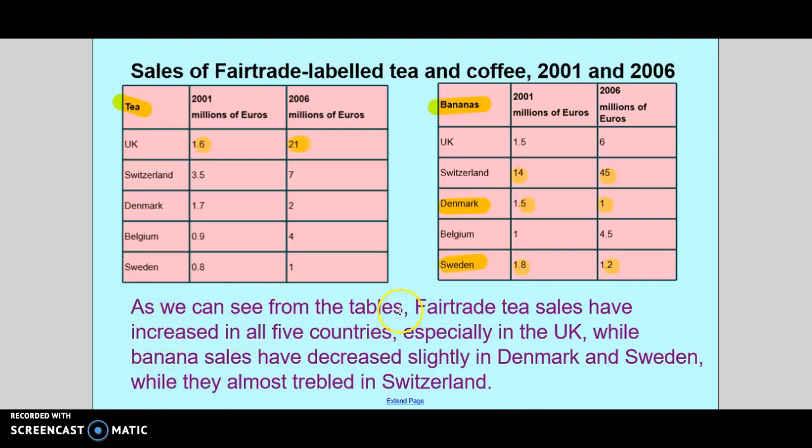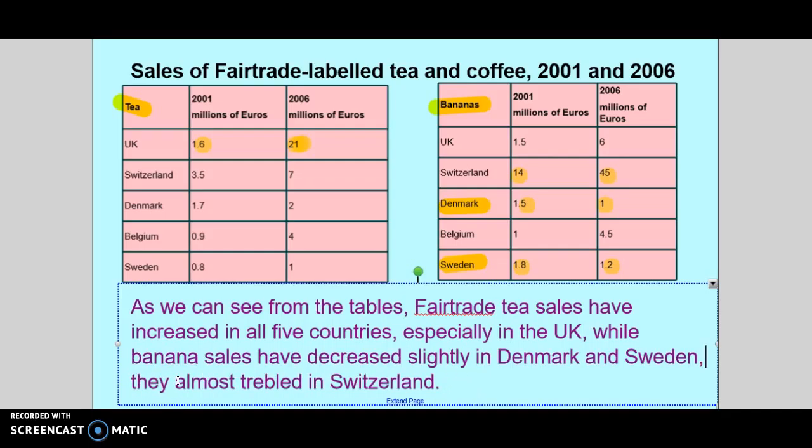Now, if I read this again, I also notice that I have used while twice. While is a conjunction, a linking word that I can use in IELTS to show something like a contrast. So maybe I'm going to change the second while. So as we can see from the tables, fair trade tea sales have increased in all 5 countries, especially in the UK, while banana sales have decreased slightly in Denmark and Sweden. Maybe I can say whereas they almost trebled in Switzerland.